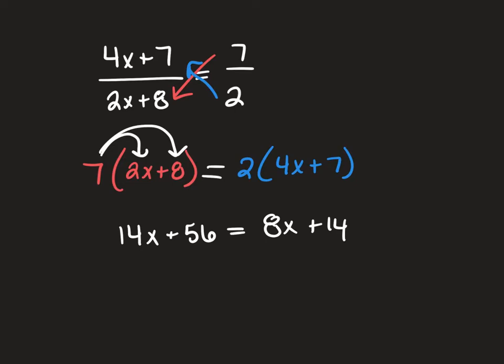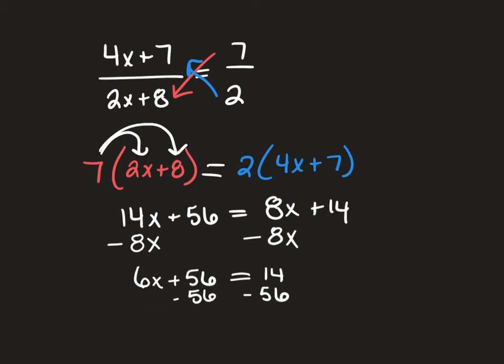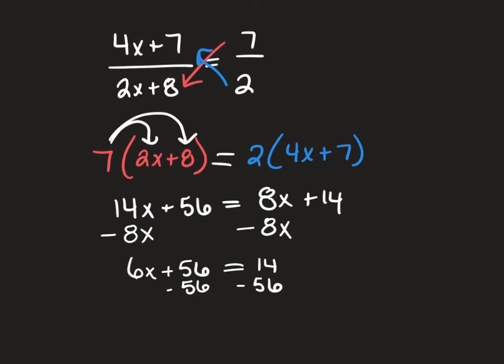Right, so I'm going to subtract my 8x over. So 14 minus 8 is 6x. Then we subtract the 56. I'm out of room. So then 6x is negative 42. And then divide by 6. So x equals negative 7.